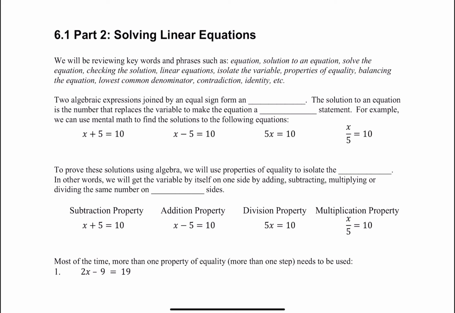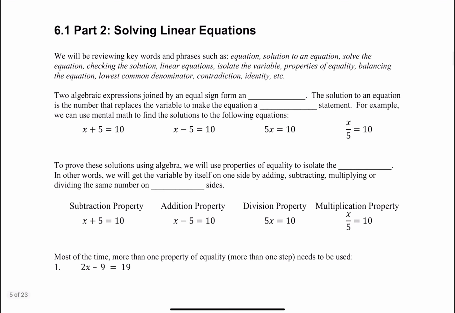So we will be reviewing keywords and phrases such as equation, solution to an equation, which are familiar, and solving the equation, which is the process we go through to find the solution. We'll check the solution. We're going to talk about what it means to be a linear equation, as we'll graph linear equations later in this chapter. We'll isolate the variable, consider properties of equality, ideas of balance in the equation. We've already mentioned lowest common denominator. And we're going to look at some words such as contradiction, identity, and the related terminology.